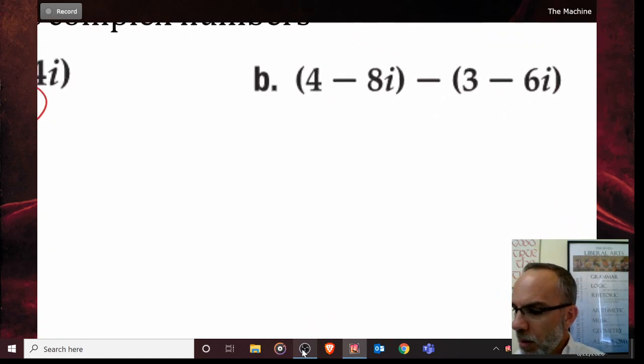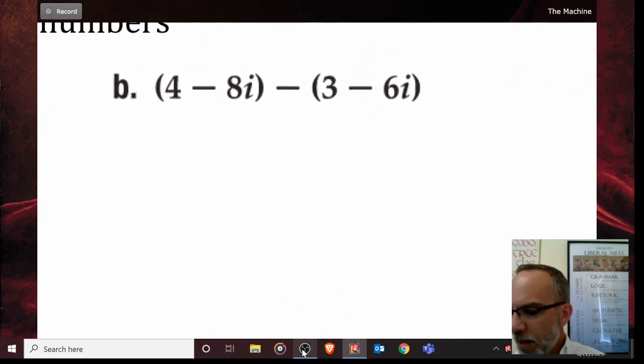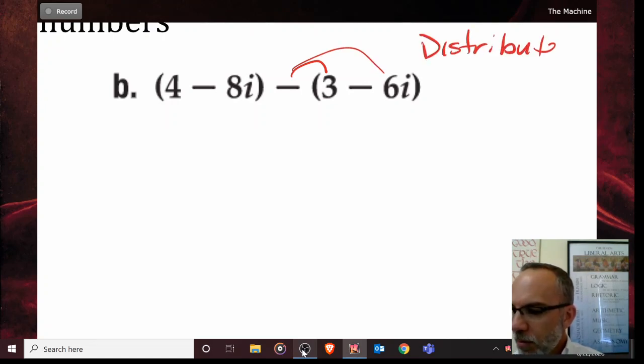Done with that one. But this one now, when you subtract, you do need to pay attention here because it's minus the group. So I have to distribute that negative. Distribute the negative.